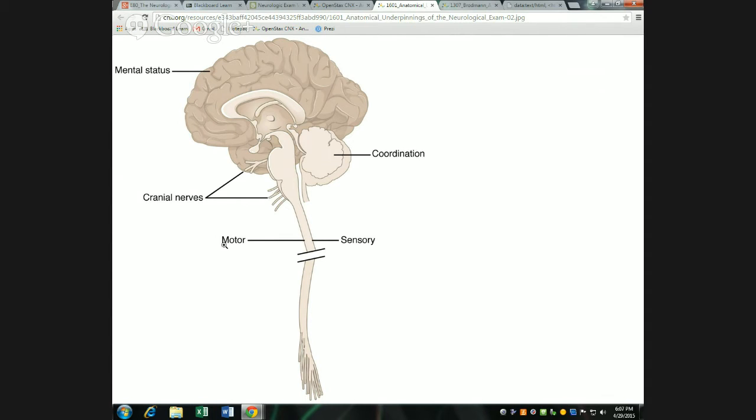In this picture, I have motor pointing at the anterior face of the spinal cord and sensory pointing at the posterior face. Oh, sorry, yes.